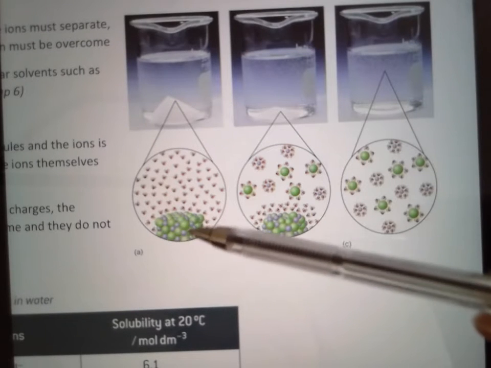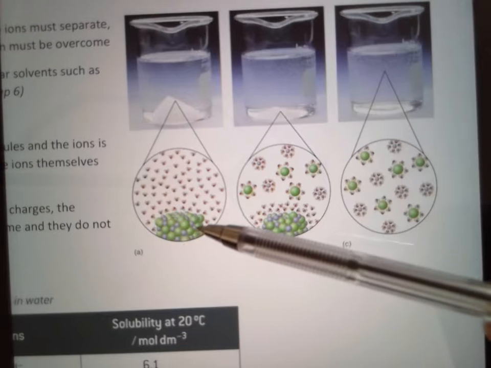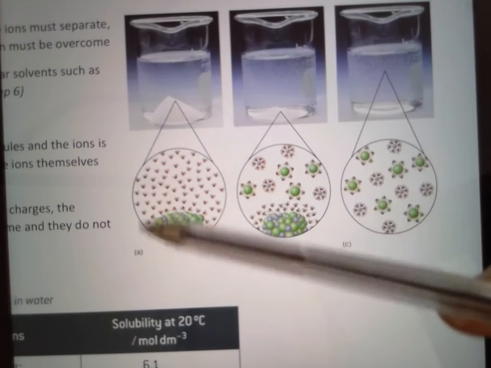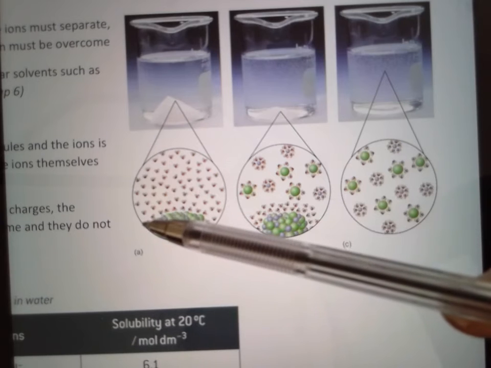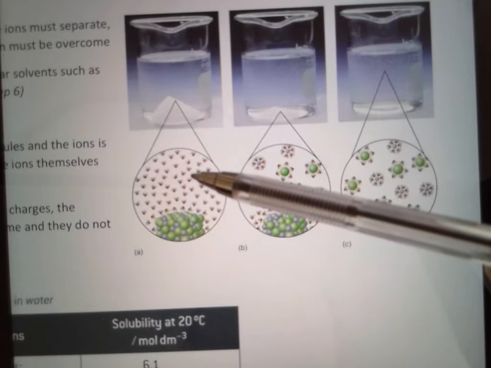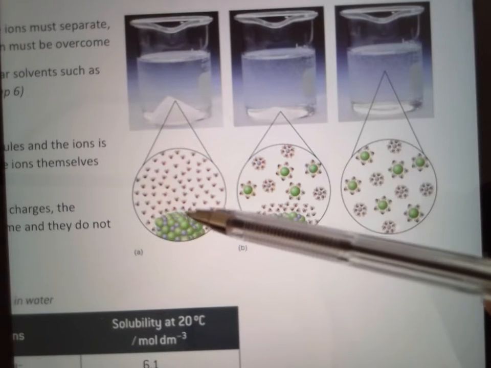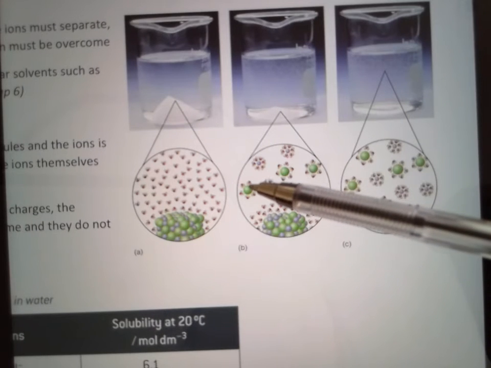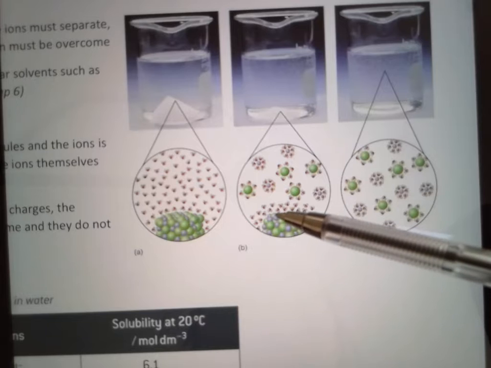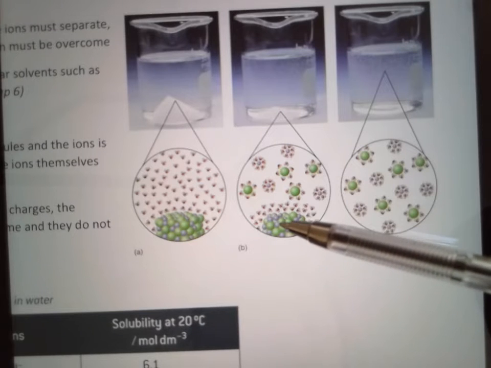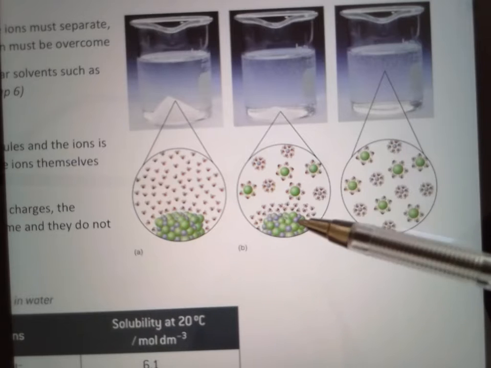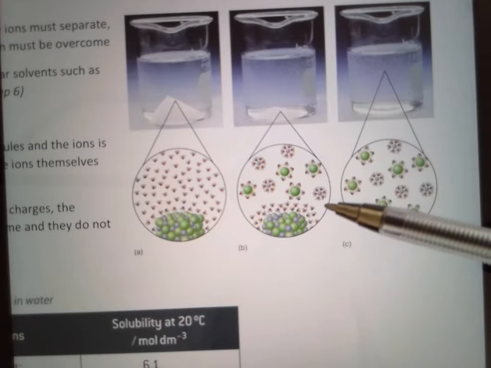So they've depicted the ionic compound here as a solid in a 3D lattice. And this solid is surrounded by individual water molecules. And what happens is that these water molecules themselves are attracted to the ions in your ionic compound. And what these water molecules will do, they'll surround the individual ions in the ionic compound, and then they will separate the ions from the rest of the ionic compound.